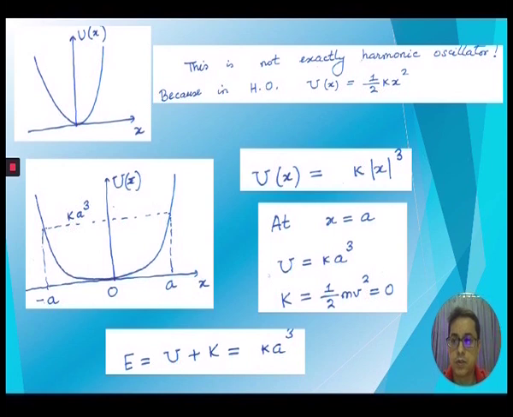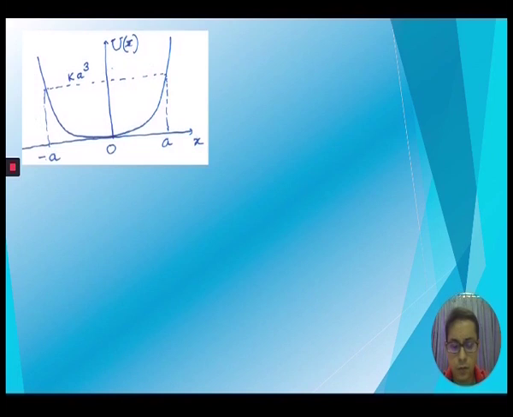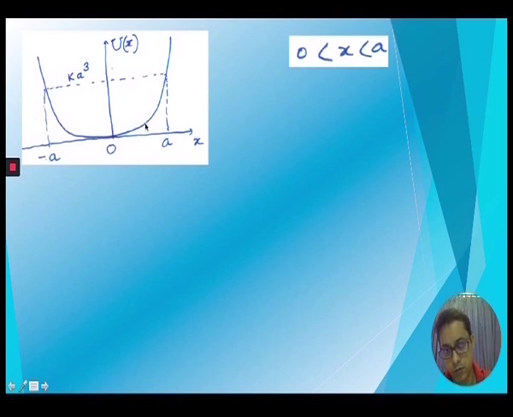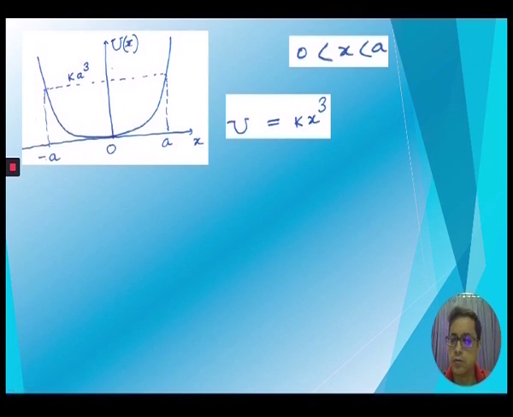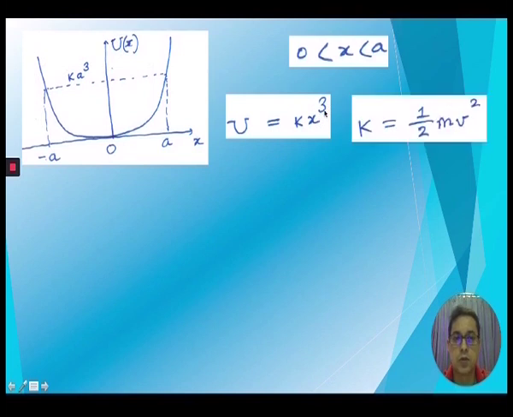Alright, so this much information you have now from here. And then if you look at any point, suppose at a given position x between 0 and a, the potential energy in that case would be U equal to kx cubed, and the velocity is say v, then the kinetic energy would be half mv squared.